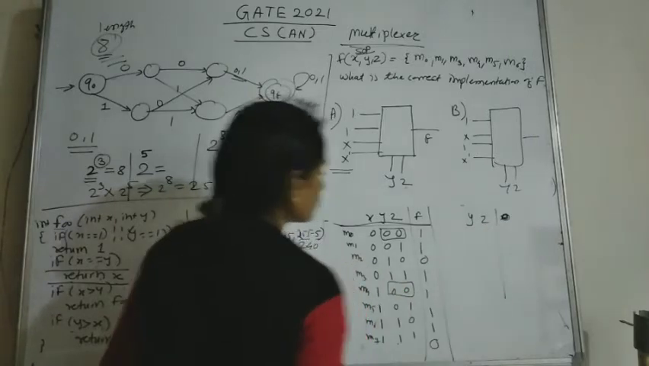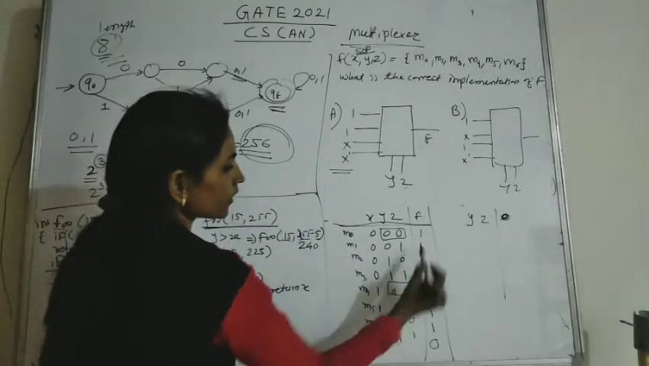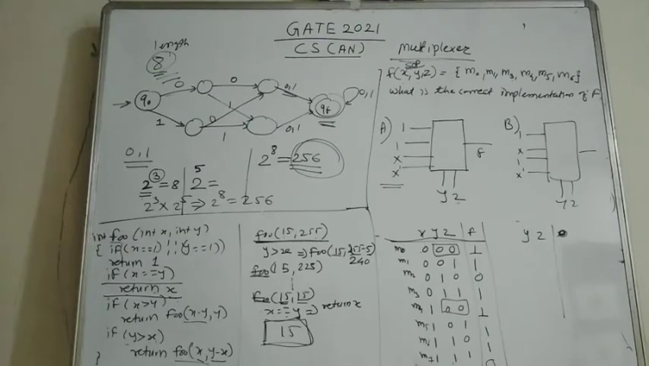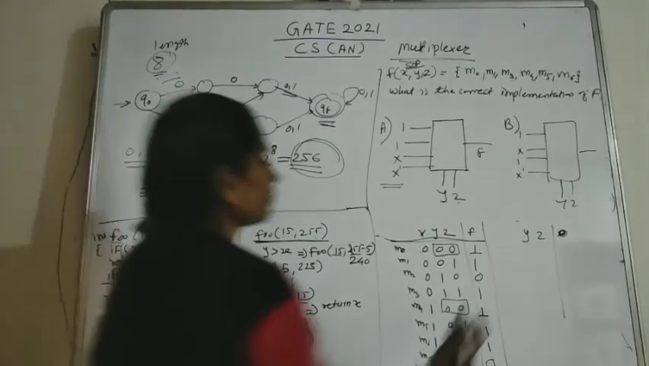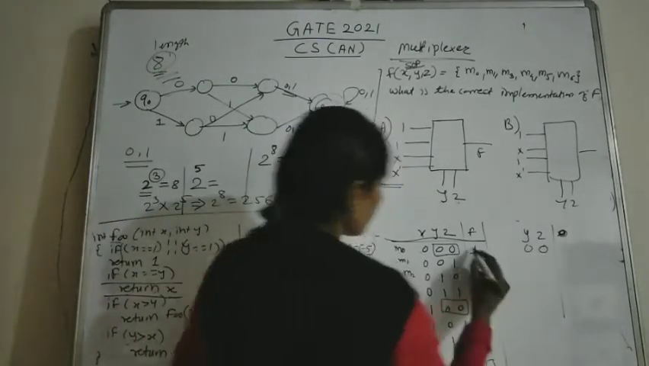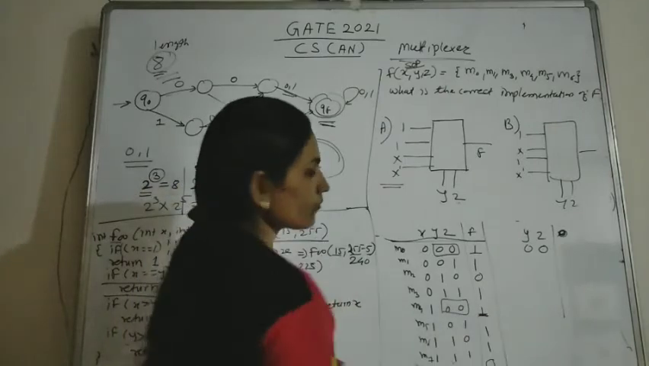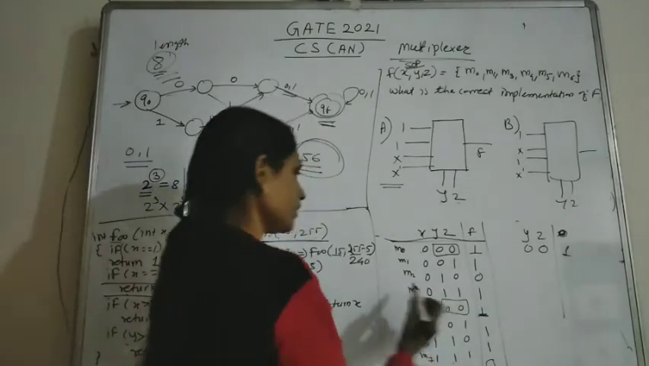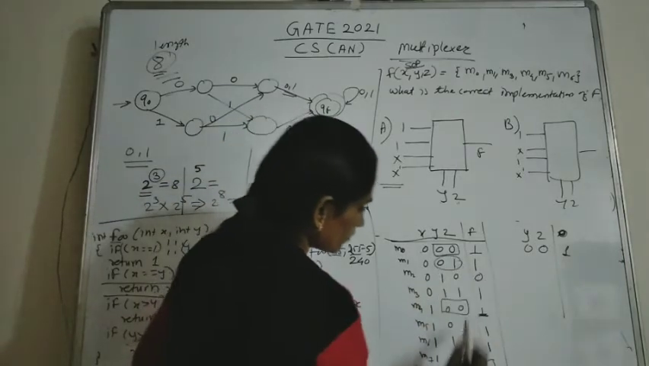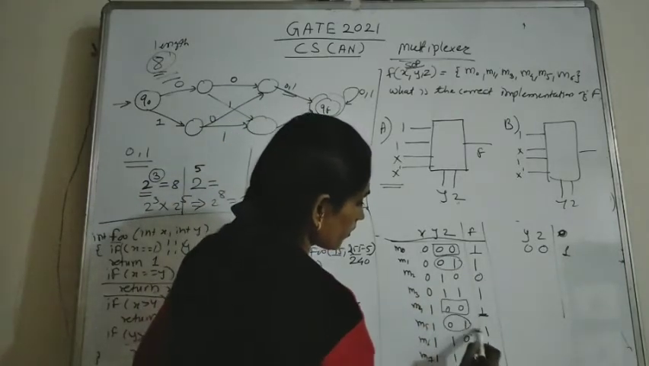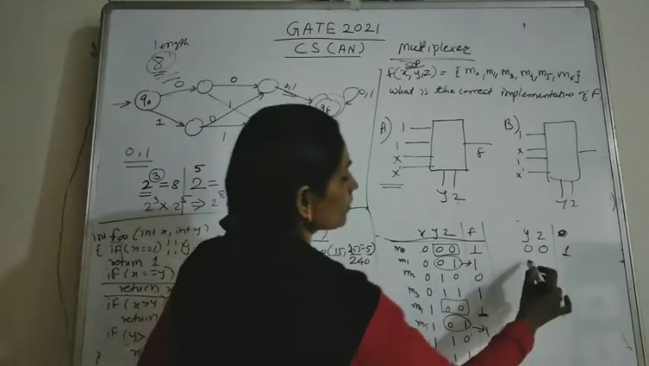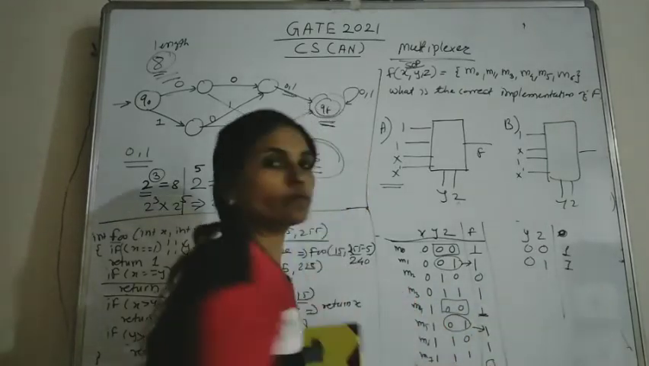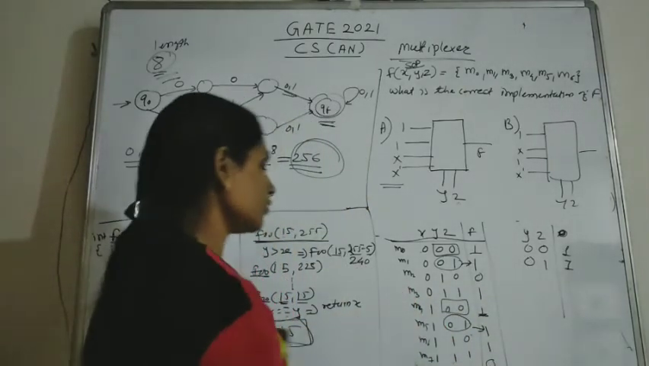This is the output. For 0, 0, analyze what you get. For y, z equal to 0, 0, the output f is 1, so we can write here 1. Now for 0, 1, here is 1, here is 1. So for 0, 1, again we are getting 1 as the output.